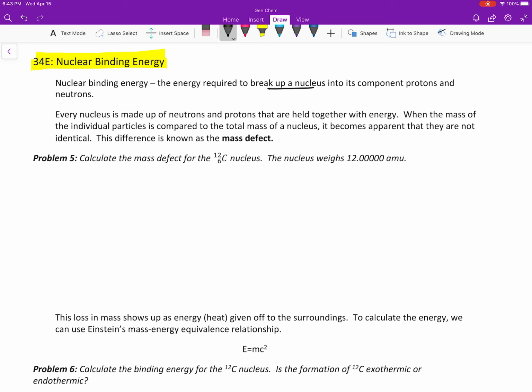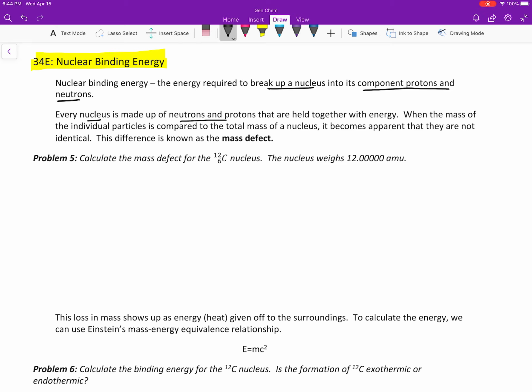So it's the same concept as bond energy when we talked about breaking bonds and how triple bonds take more energy than double bonds, which take more energy than single bonds. So it still takes energy to break up a nucleus, like hitting it with a hammer. And so when we break up a nucleus, we are breaking it up into its components, which are protons and neutrons.